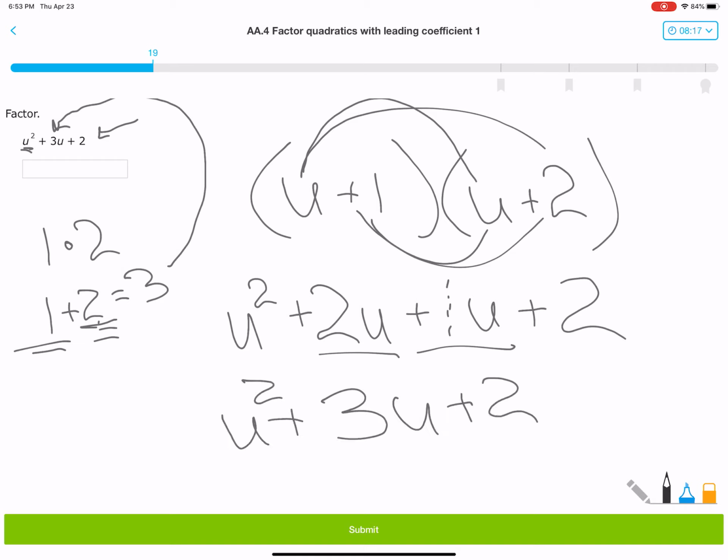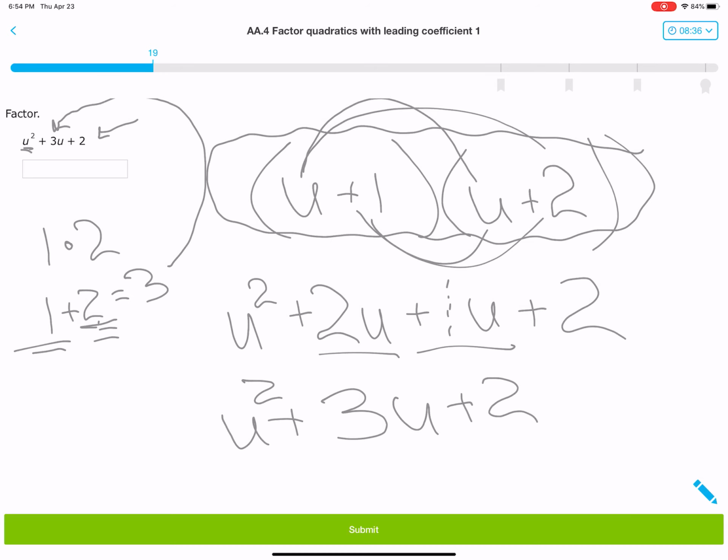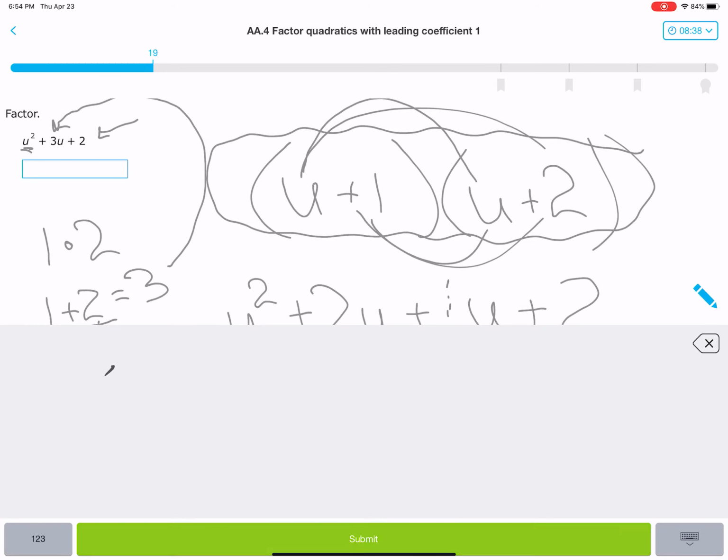So I do get back to the original problem, so I know that this should be correct. When you're doing these, it's not a bad idea to do what I just did and check your answer, because if you put it in there quickly and get it wrong, well, then you get set back and you've got to do a few more problems. So take your time, check your answer, make sure you're doing it correct. U plus 1, u plus 2.